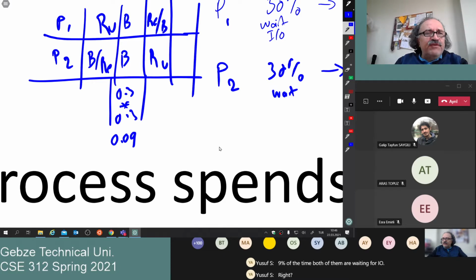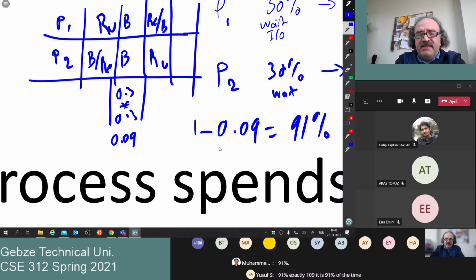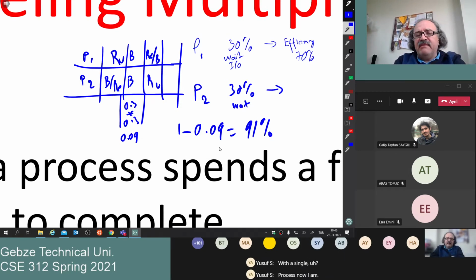So what is the efficiency of this system now? 91%, exactly. 91% of the time the CPU is going to be busy. Previously it used to be 70% with a single process. Now I have 91%. That means that running more than one process is good for the CPU utilization.